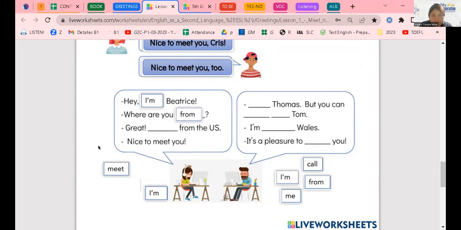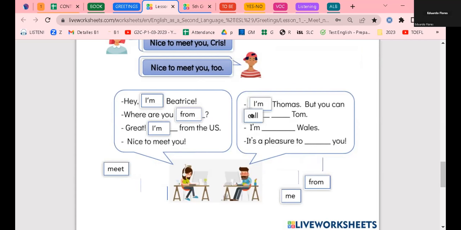From. Great. I'm from the USA. Okay. Thomas. I am. I'm Thomas. But you can, pero tú puedes, but you can call me Tom. Call. Me puedes llamar. Call me.